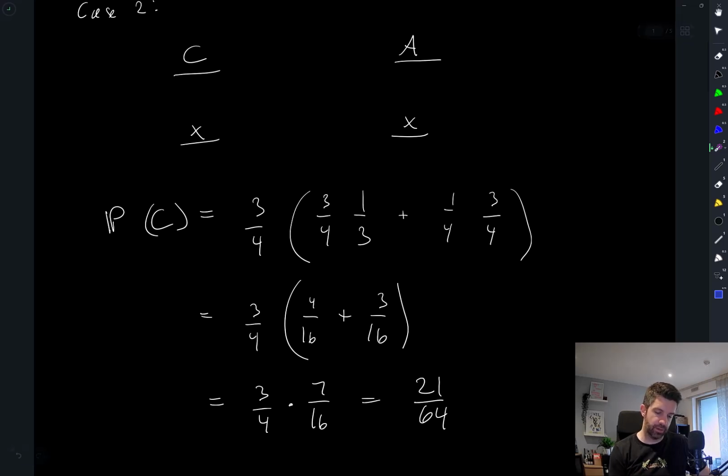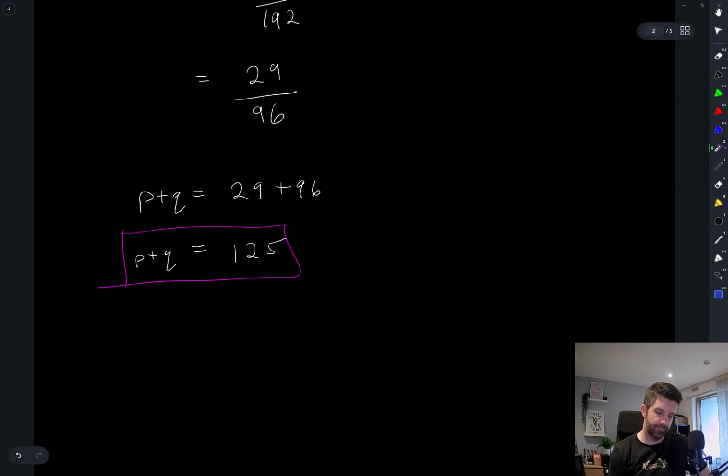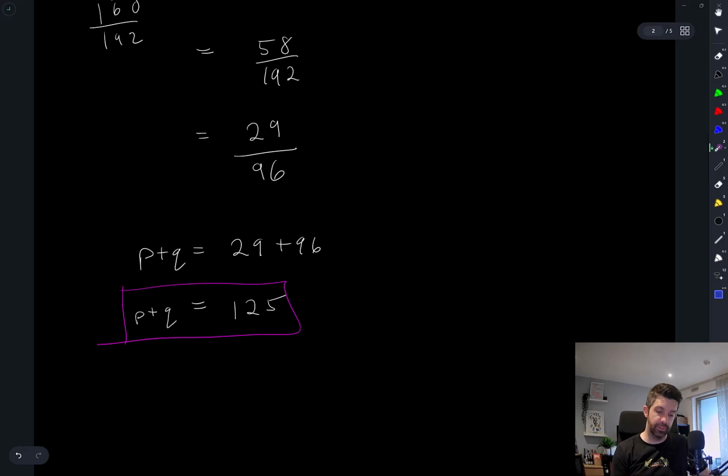I'm not going to check my arithmetic; I'm going to assume it was correct. I'm more concerned with whether the whole process works or not. So I get an answer of 125. The probability that Carl wins the whole tournament is 29 out of 96.